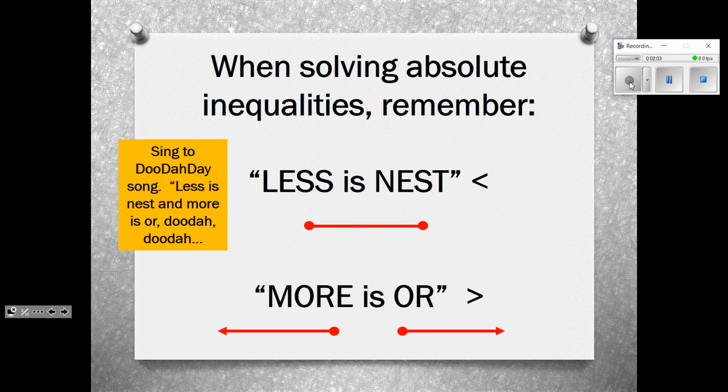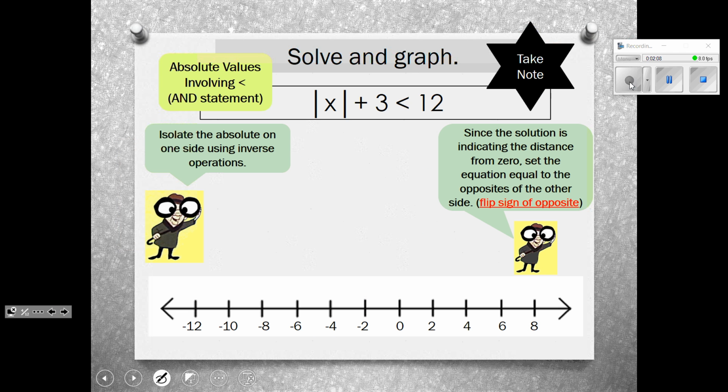So let's see what that has to do with today's lesson. Okay, first of all, we're going to recognize up here there is a less than sign. So we know right off the bat that when we get to the solution, we're going to have 2 points, and the solution is going to be in between those 2 points, making a nest. Like yesterday, our first goal is to isolate or get the absolute value by itself on one side of the equation. So in this particular equation, we have the absolute value of x plus 3 is less than 12.